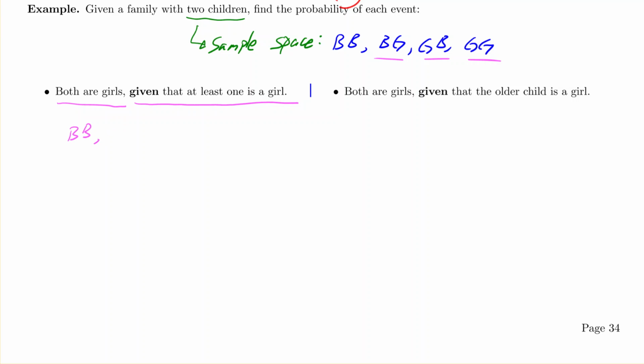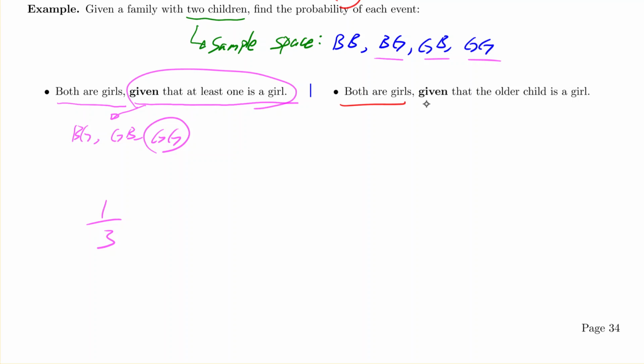Boy girl, because at least one is a girl. I'm trying to list this condition. Boy girl, girl boy, girl girl. So out of these 3, what's the probability that both are girls? Well, 1 out of 3, right?